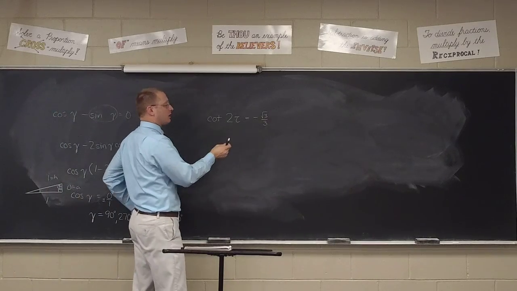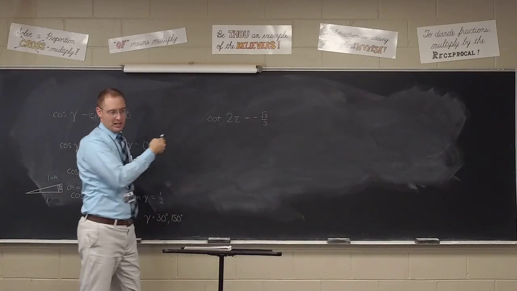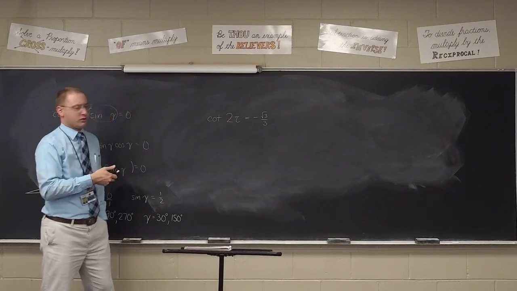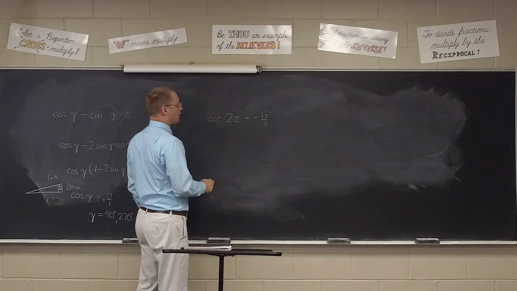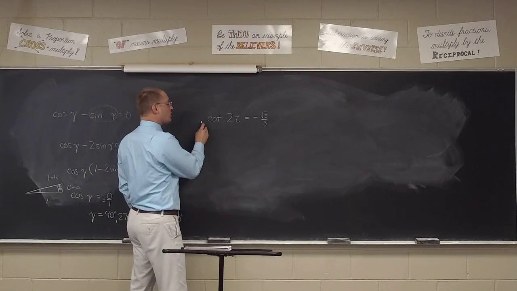So for this one here, there isn't double and single, it's just double. So we just roll with it. Ethan? Cotangent is reciprocal tangent. So for a double angle.